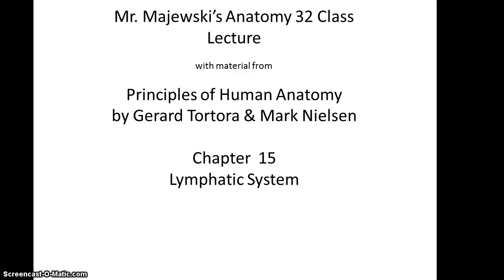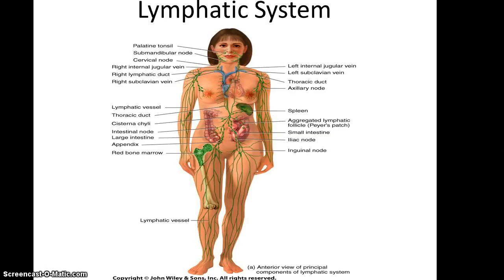Mr. Majewski's Anatomy 32 class lecture, Chapter 15, the lymphatic system. So, the lymphatic system is another collection of tube-like structures that carry fluids throughout the body. It's sort of like the cardiovascular system's little brother.